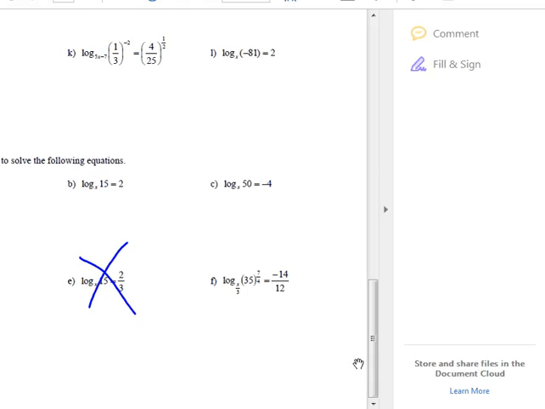If you want to see if you're like a superhero already at this, try solving F. This to the this equals that. Certainly not impossible. I will remind you that 14/12 will simplify. Makes your life a little easier.